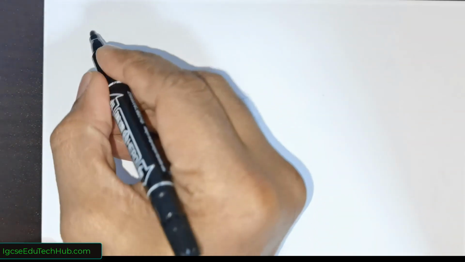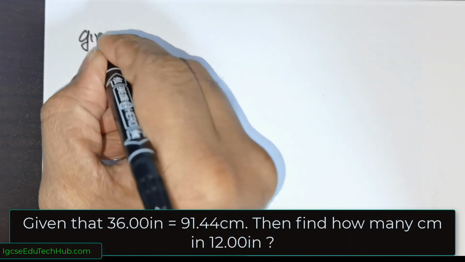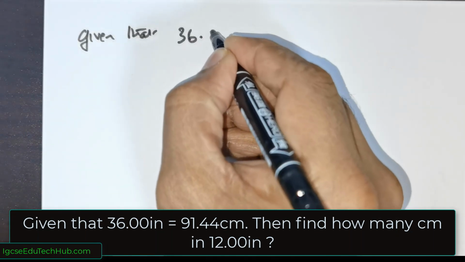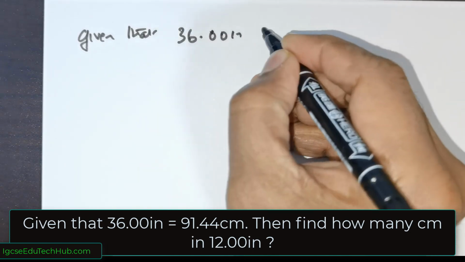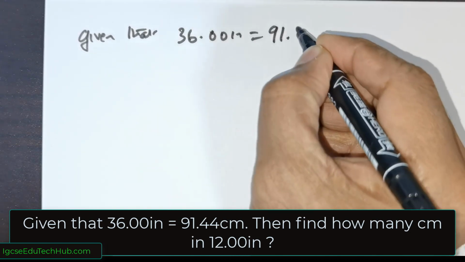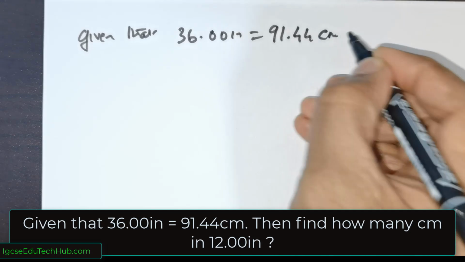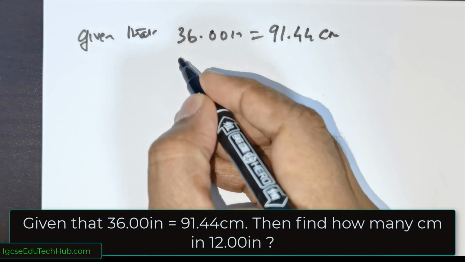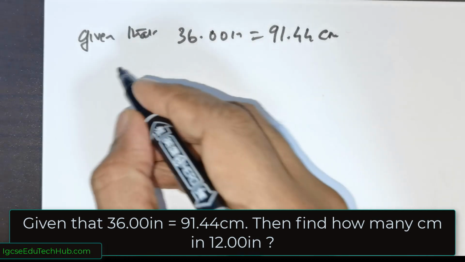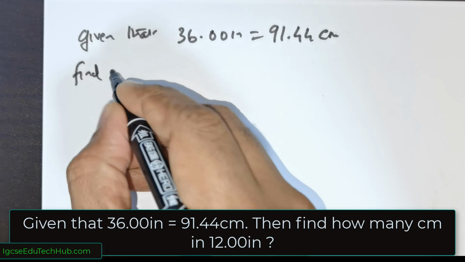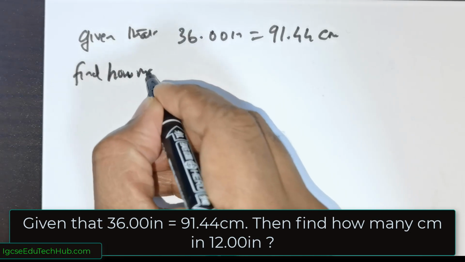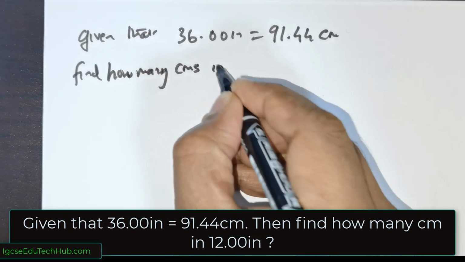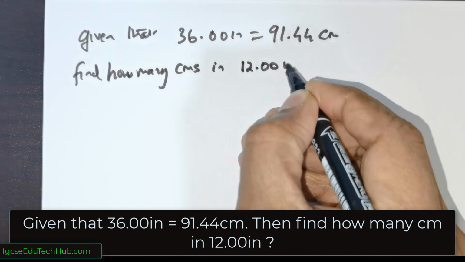This is an interesting question. Given that 36 inches is equal to 91.44 centimeters, then we are asked to find how many centimeters in 12 inches.